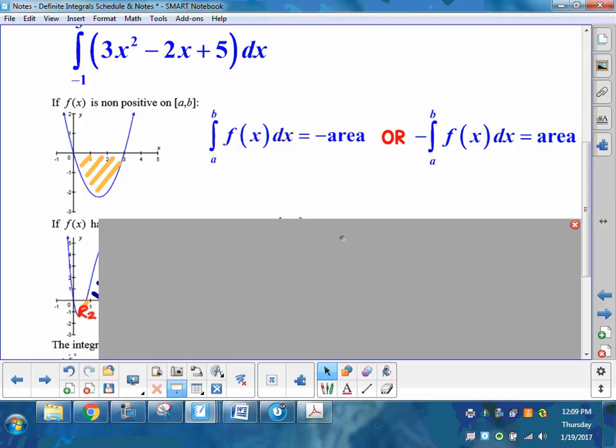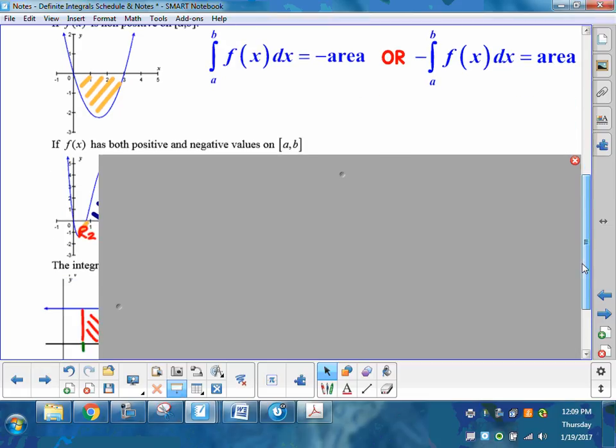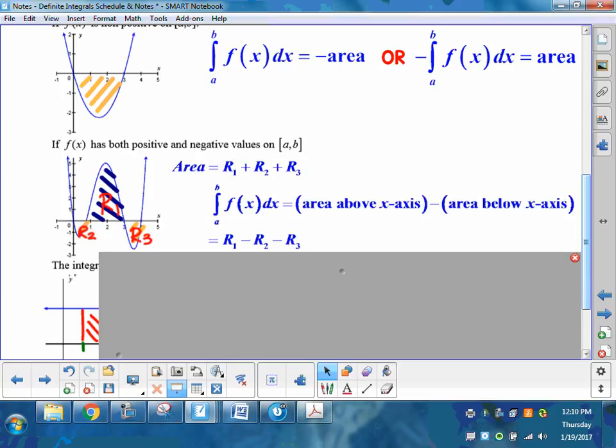The next one up, what happens if it has both positives and negatives? You have to go through and break it up. So, if that's what's on your paper, how many areas under the curve do we have to take? You could take 3 of them, because you'd have the one to the left, which is below, the one in the middle, which is above, and the one to the right, which is below.